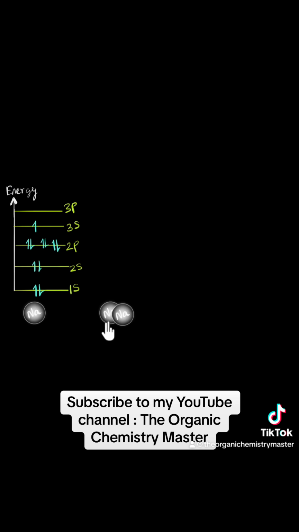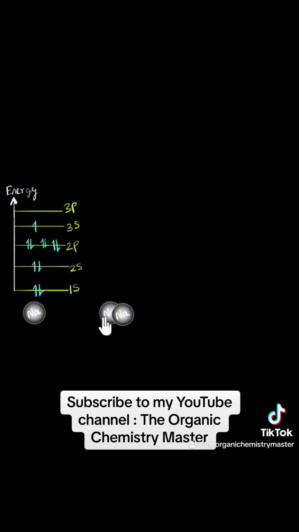But anyways, when atoms come very close to each other, what really happens is that the atomic orbitals of each atom overlap with each other and transform into what we now call a molecular orbital. So if you look at the 1s orbital of this sodium and the 1s orbital of this sodium, they combine and form a 1s molecular orbital. You see, atomic orbitals are unique for each atom, but a molecular orbital is a unique energy level for the entire molecule.